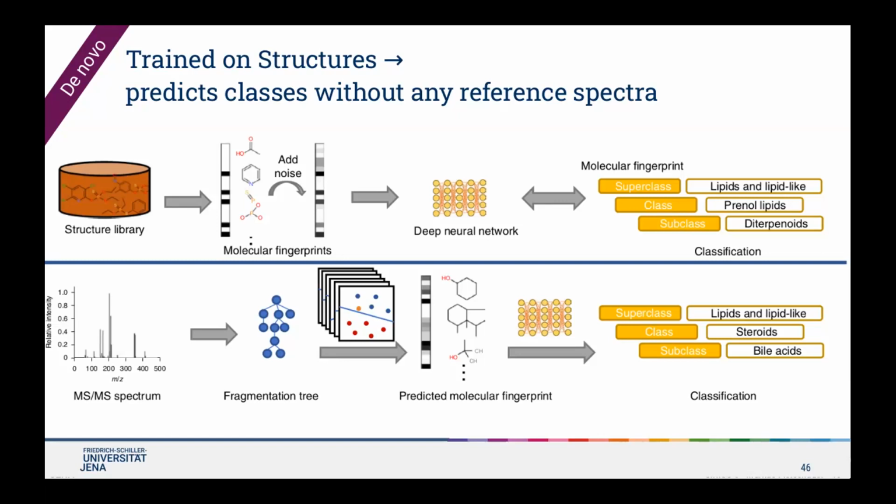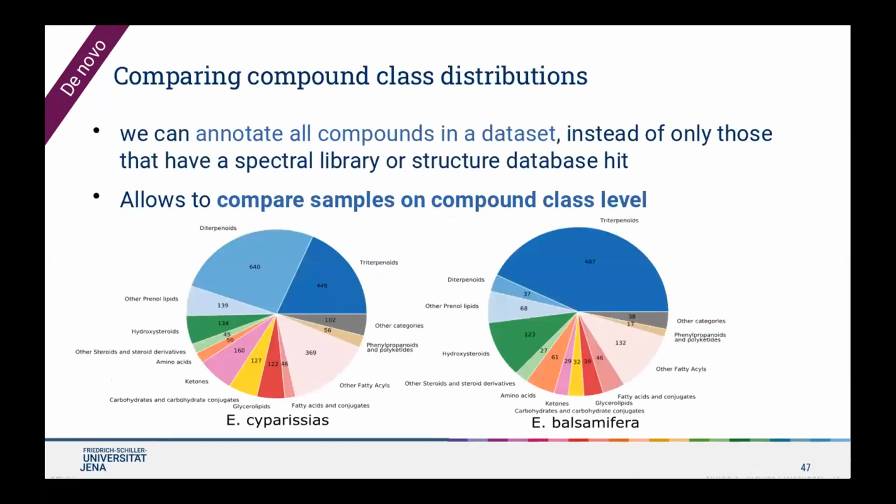What can we now do with these compound classes? We will probably also see that later. You can, for example, compare two different species based on their compound class distribution. Because we have annotated our whole data set, we can nicely make statistics on that. We can, for example, see whether a certain compound class occurs more often in one species than in the other species. We could also do this for conditions, for example. So this is really a bird's eye view on our data set, I would say.